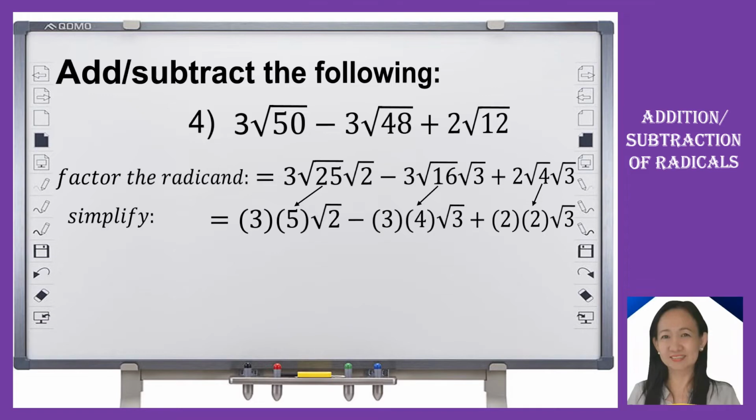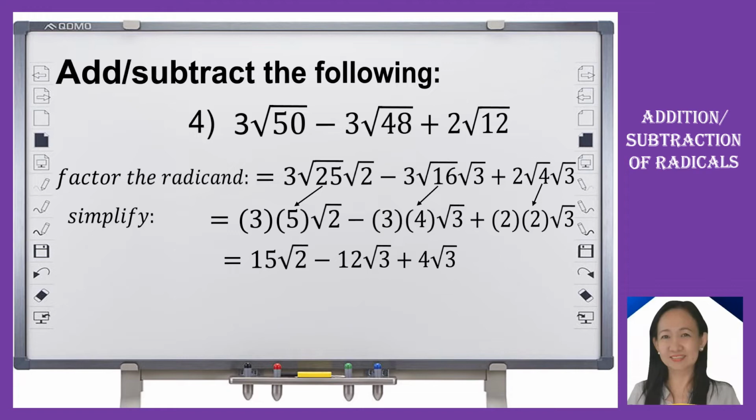Then multiplying the coefficients, we have 3 times 5 is 15. Then copy square root of 2. Negative 3 times 4 is negative 12. Copy the square root of 3. And 2 times 2 is 4. And copy the square root of 3. Now, have you observed similar radicals?